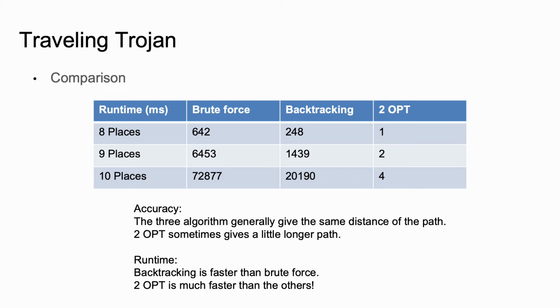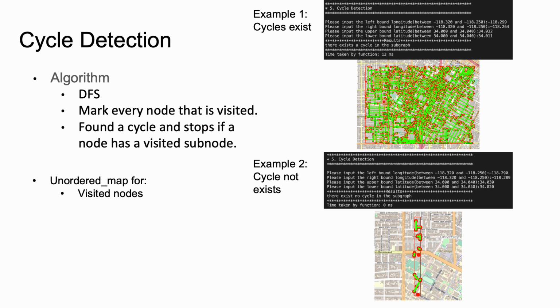In my testing, the three algorithms generally give the same results, but two-opt sometimes gives a little longer path, which is actually expected. The next function is cycle detection. Here I'm showing you two examples. One is with a very large area, and it is not surprising that there are cycles in such a big area. The other example shows you the case that a cycle is not found in this narrow area.